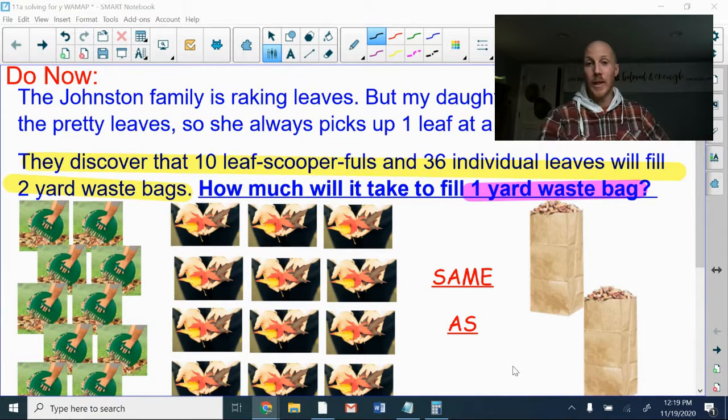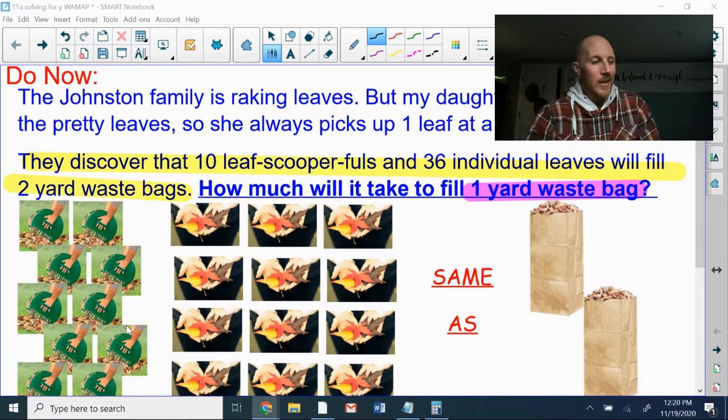So my family was out raking leaves, and when my daughter was little, she liked to look at all the pretty leaves, and so she'd always pick up one at a time and look at it, and be, oh, look at the pretty leaf, and then put it in the bag. The rest of the family, we get the big rake, rake the pile of leaves, and then scoop up the leaves with our leaf scoopers. So what we discovered is that 10 leaf scooperfuls plus 36 individual leaves exactly fills 2 yard waste bags.